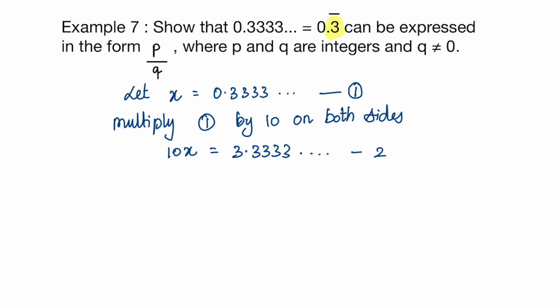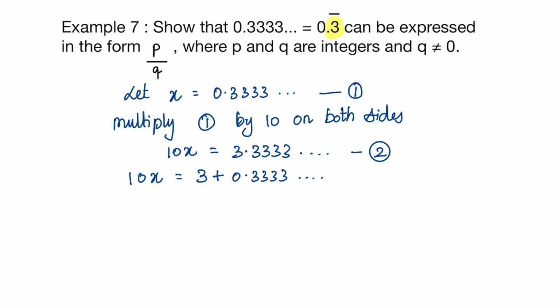Now let us assume this as equation 2. Okay, now this is equation 2. We have two equations now. What I am going to do is just rewrite this equation 2: 10x is equal to 3 plus 0.3333. Okay, now what have I done here? I have just split 3.33 into 3 and 0.33. Now when adding these two things, it would obviously give you equation 2, right? So I am just splitting it up.